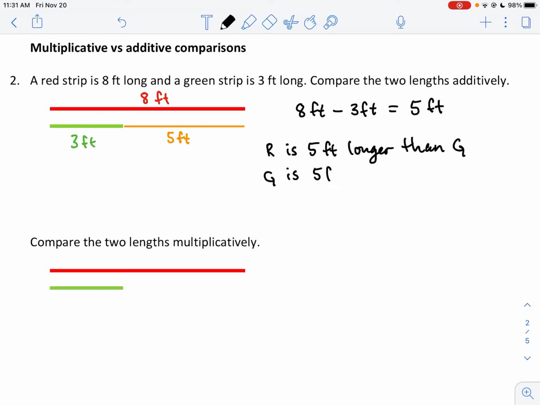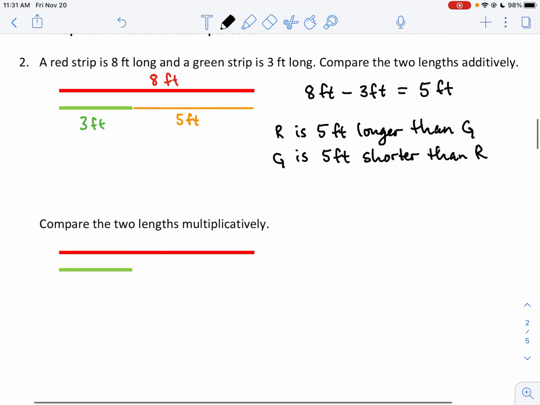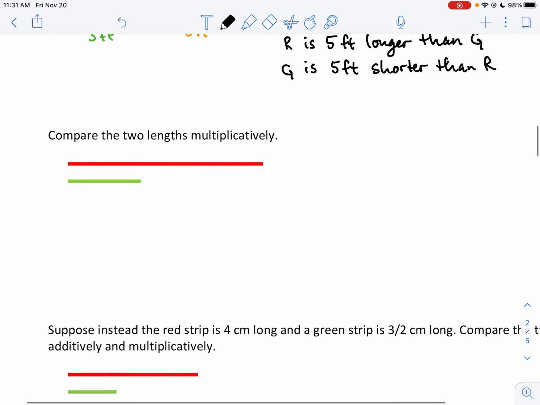Green is 5 feet shorter than red. So there's a forwards and backwards way of doing this additive comparison, and subtraction is the way you get the difference. Now we're going to compare the two lengths multiplicatively.